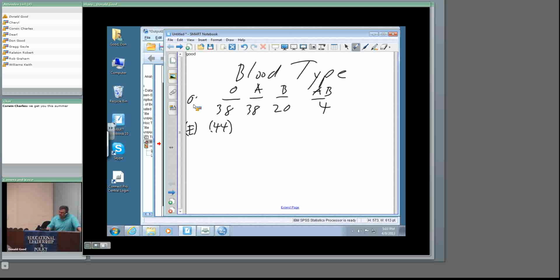We also know that 41% of the people are type A, so out of 100 people, we would expect 41. We got 38. Those numbers are even closer than the first set. 38 and 41 are closer than 38 and 44. So I still don't know if there's a big difference anywhere. For type B, 10% of the people are type B, so we would have expected 10. We got 20, so we got a little more there. And 5% of the people are type AB, so we would expect 5. We got 4. I don't know if this is on target or not.